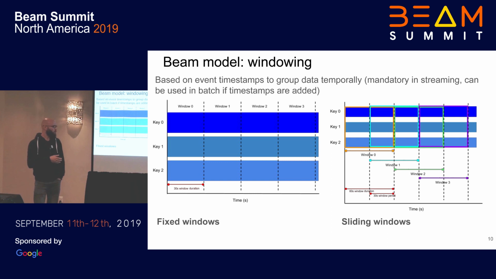The fixed window, which allows us to express things like "I want to have the last 30 seconds of data," or sliding window, which allows us to express things like "I want to have the last 60 seconds of data every 30 seconds." Of course, in these diagrams, it's showing keys, but that's a general case, and it works on PCollections that have no key.